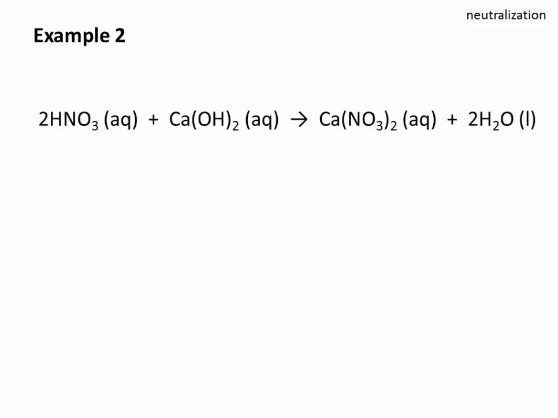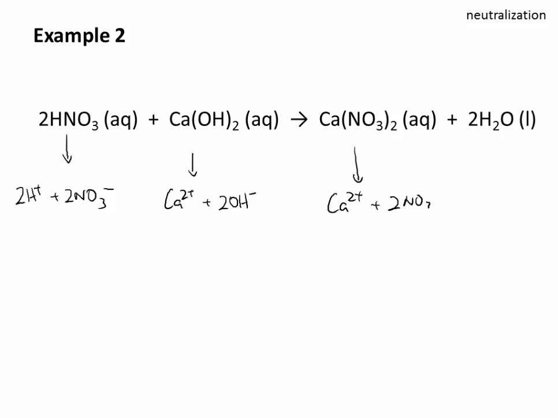Next, let's try another one. This one you break down into 2H+ plus 2NO3-. This breaks down to Ca2+ plus 2OH-. And this one Ca2+ plus 2NO3-. So compare both sides. Calcium cancels, nitrate cancels, and you get 2H+, 2OH-, and the leftover 2H2O.